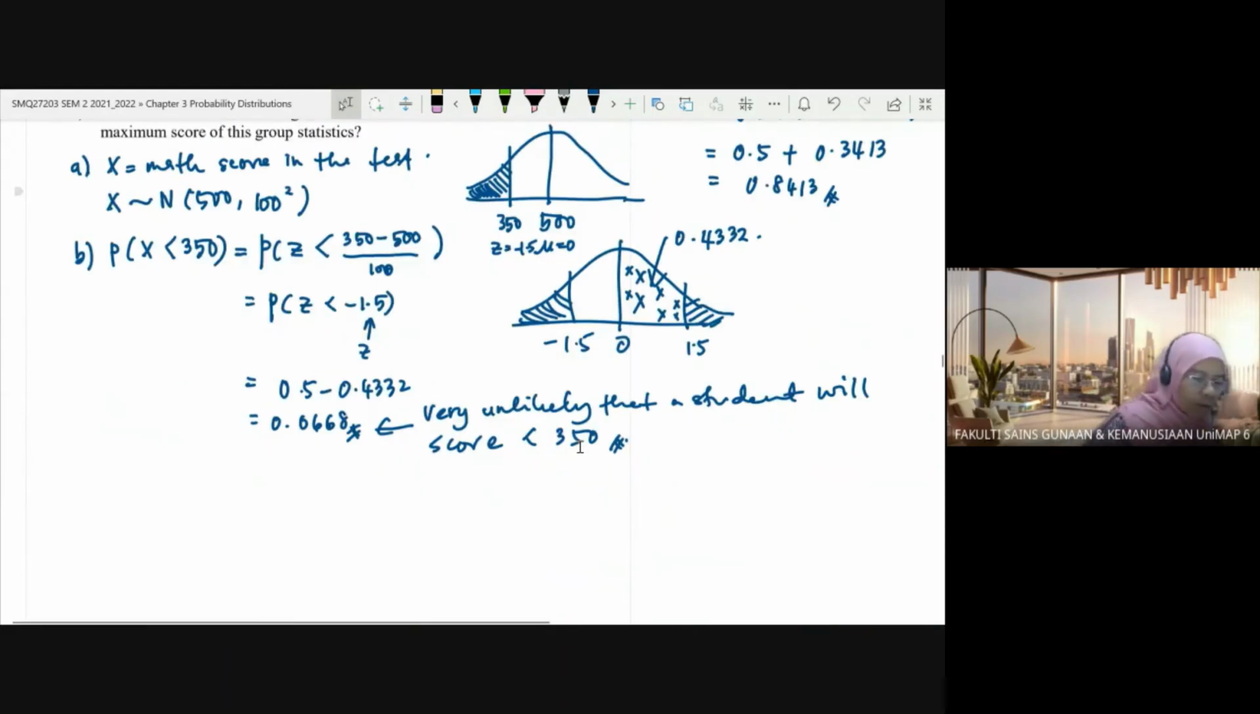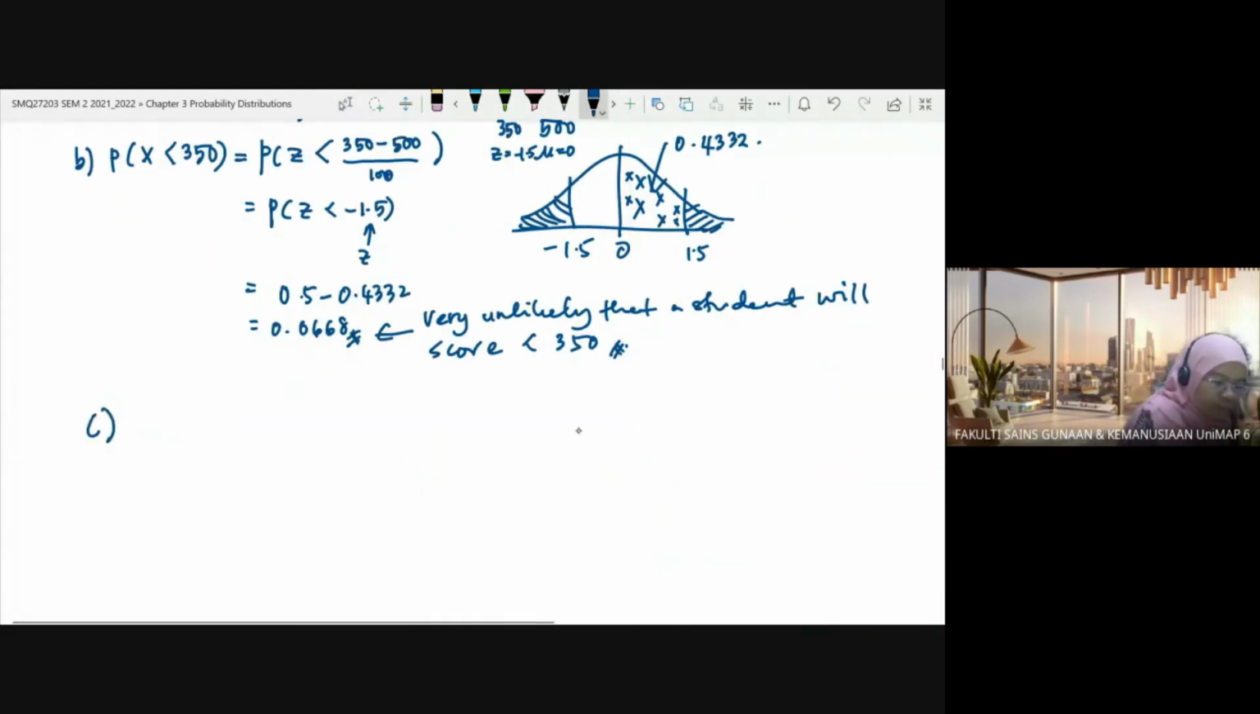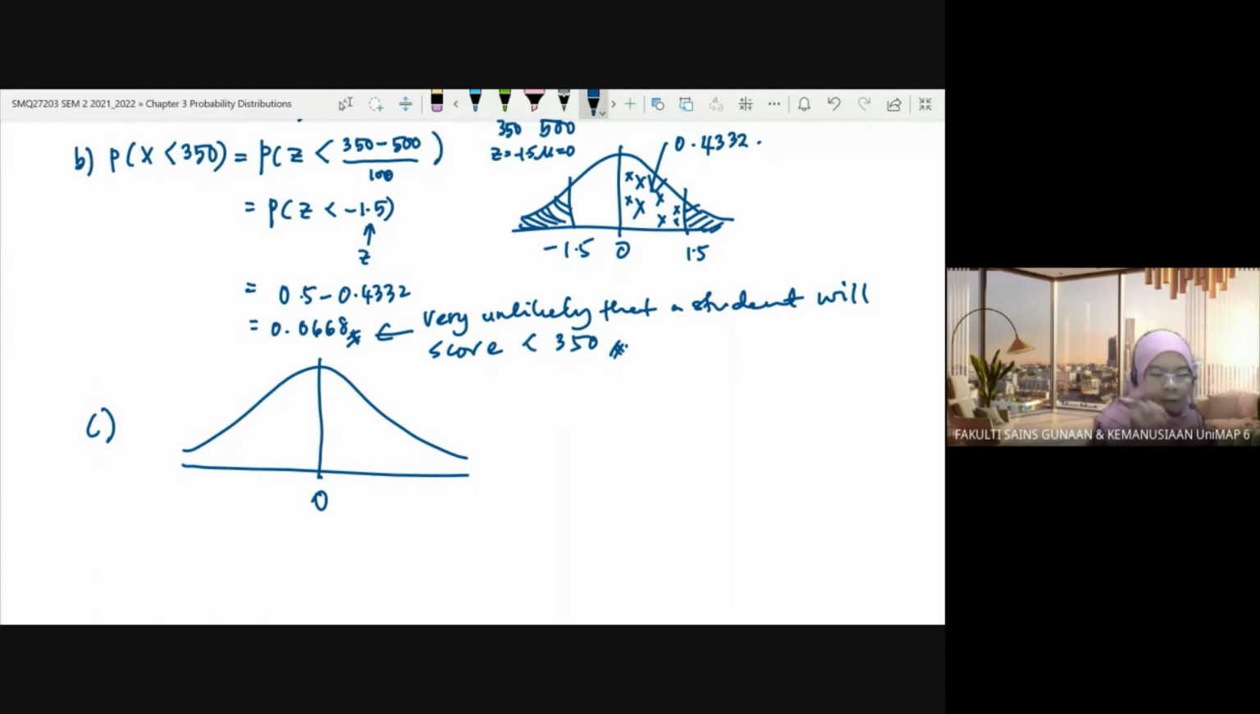If we draw again for C, this means that if you have your standard normal distribution, the bottom 10%, so this is 10%. 10% reflects the probability value. So 10% is equal to 0.01.